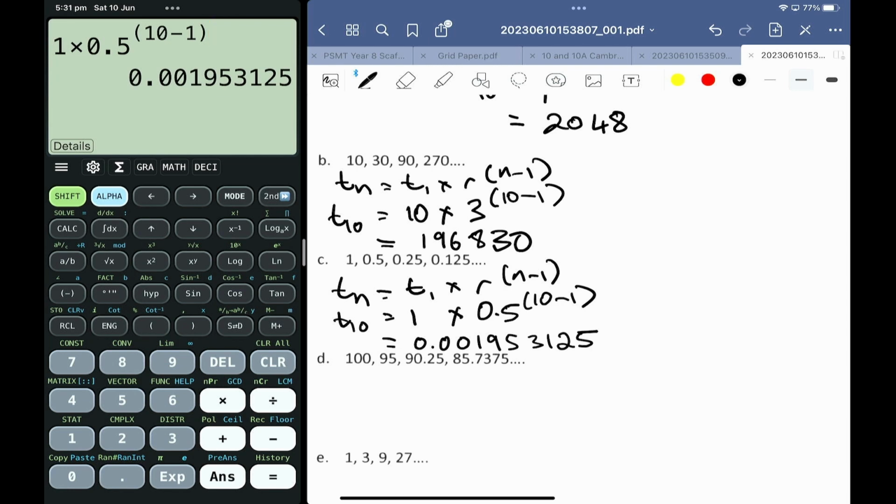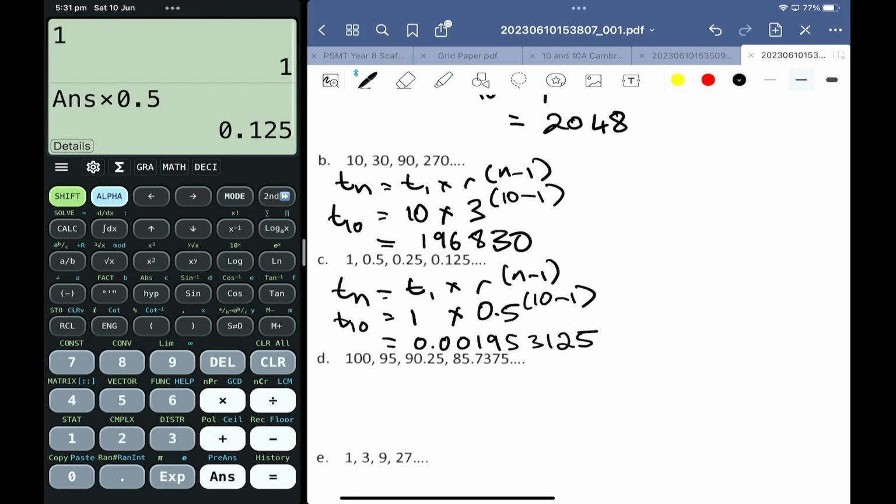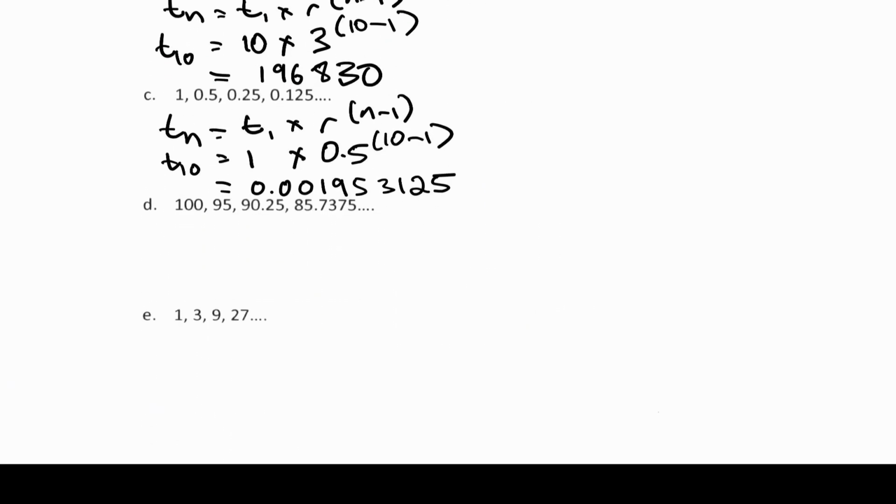Cool. You can always check these with recursion as well. So if we put in the 1, we put in the answer, and we multiply by a half each time. That's our second term. Hit equals again, that's our third. That's our fourth term, fifth term, 6th, 7, 8, 9, and 10. So we can always use recursion to check these answers as well.